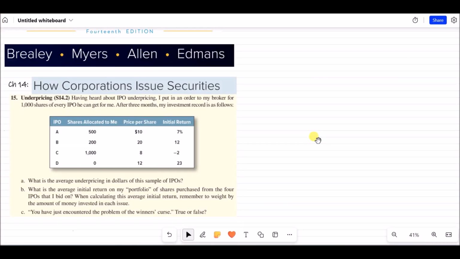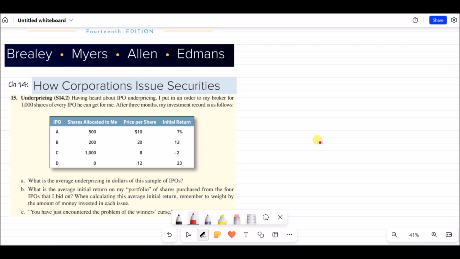Question number 15, it's about underpricing. So, having heard about IPO underpricing, I put in an order to my broker for 1000 shares of every IPO he can get for me. After 3 months, my investment record is as follows. So, the broker participated in 4 different IPOs. IPO A, he got 500 shares, each share priced at $10, and initial returns were 7%. Then similarly B, C, and D.